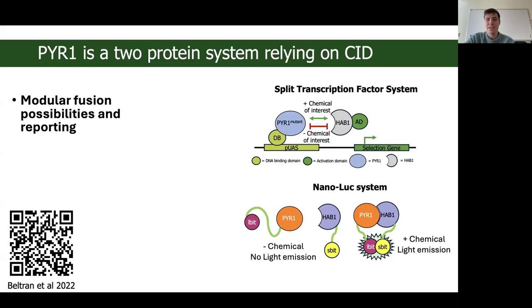Another example of how these protein-based biosensors can be useful is in rapid reporting systems like this NanoLuc system, where you can fuse PYL1 to one half of a luciferase and HAB1 to the other half. When they are in complex, they're close enough together to reform that luciferase, and that luciferase can emit light. The advantage of this system is that it's very, very fast relative to waiting for transcription and translation to happen.